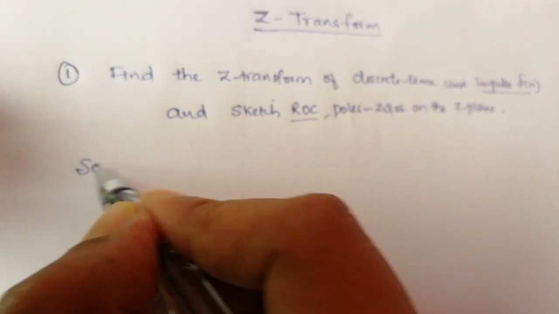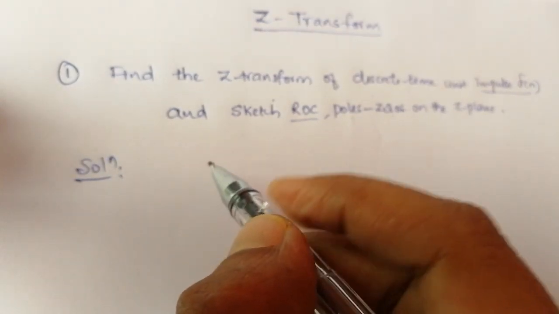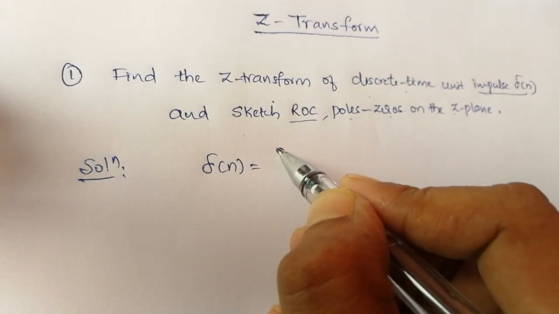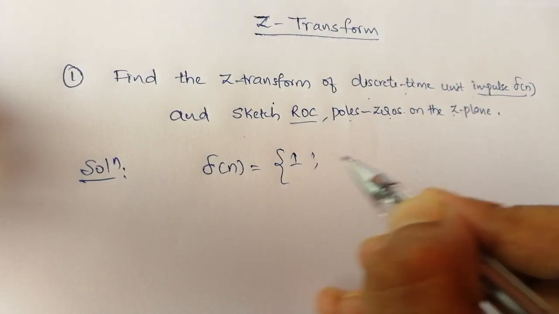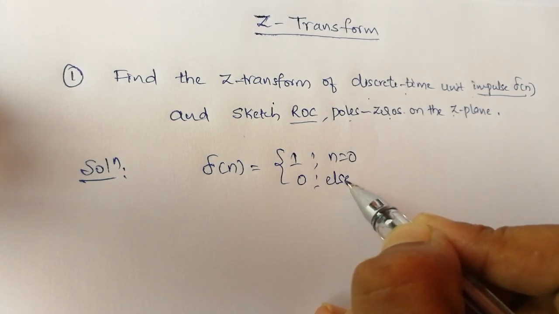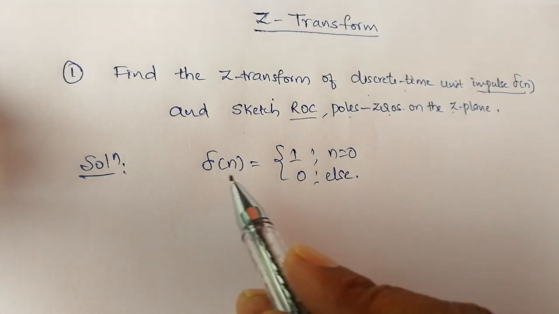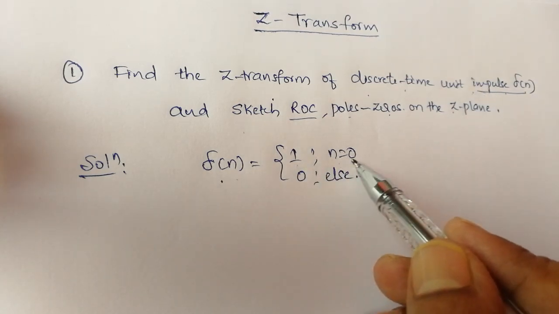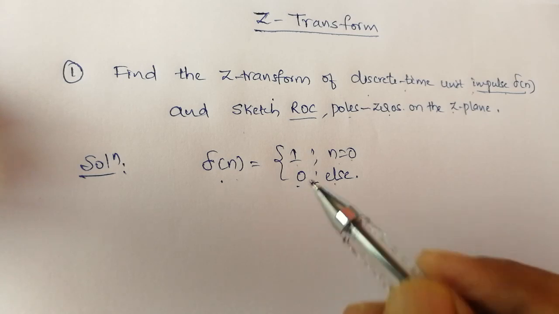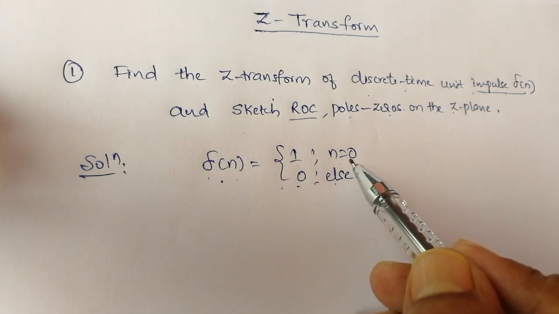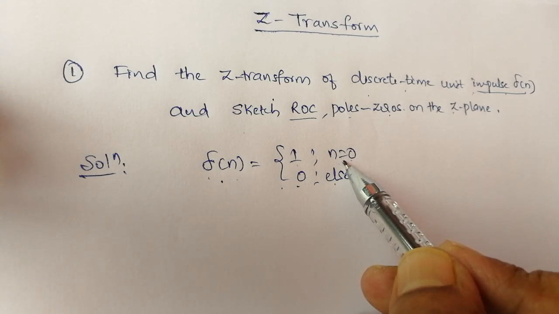See, first we must know the definition of impulse function. Unit impulse function means delta of n equal to 1 where n equal to 0, else it is 0. This is the definition of the unit impulse function. Delta of n equal to 1 where n equal to 0, else it is 0. The meaning of this is that delta of n exists only at n equal to 0. For other cases it is 0.